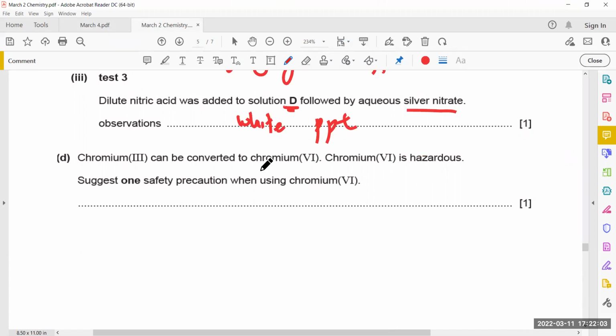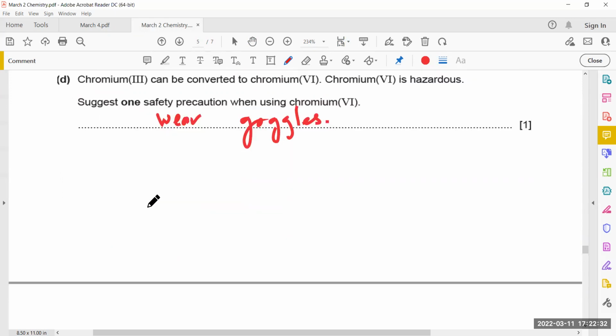Chromium 3 can be converted to chromium 6. Chromium 6 is hazardous. It's just one safety precaution: don't touch it, don't breathe it in. The easiest one is always wear goggles. Teacher, can I say use tongs? No, you're not supposed to touch it anyway. It's in a solution. Get it?